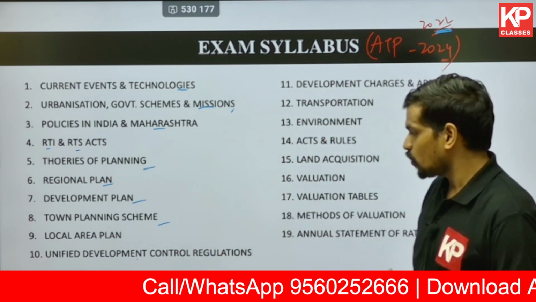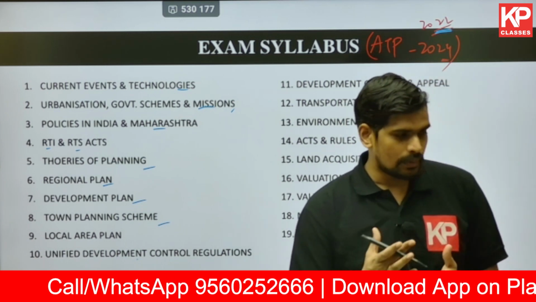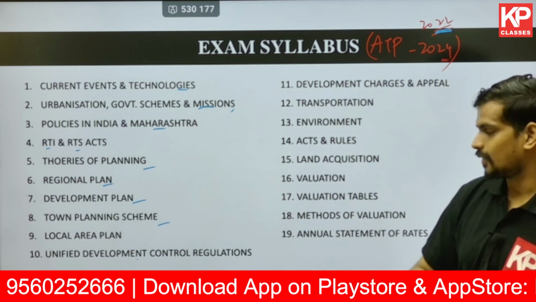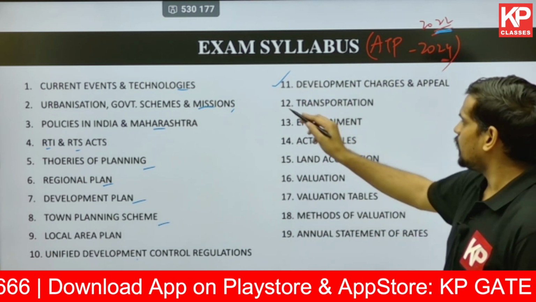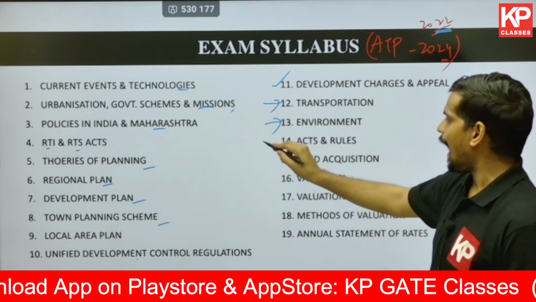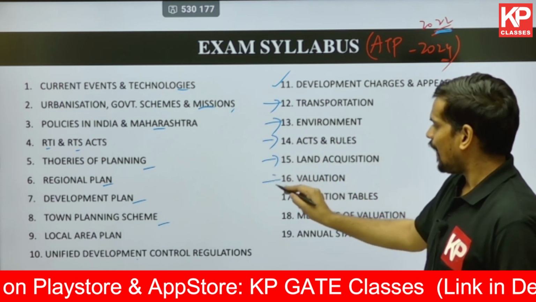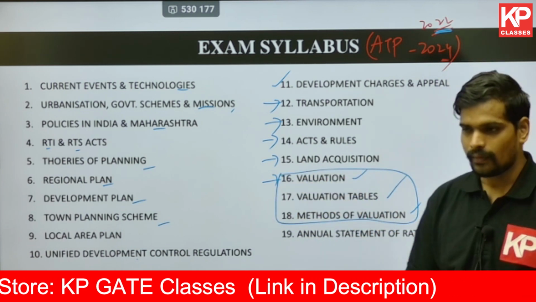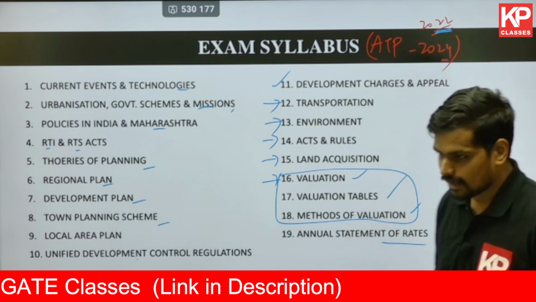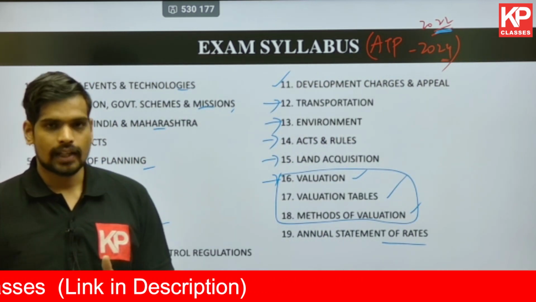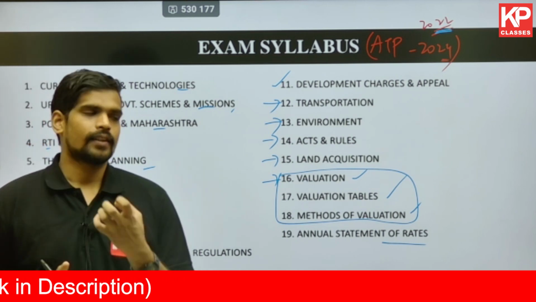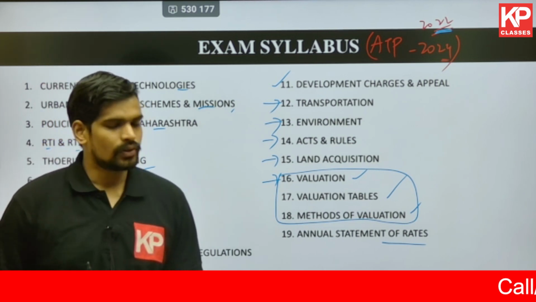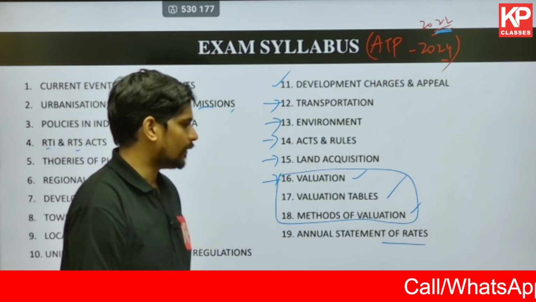You also have unified development control regulations, including the development guidelines, particularly like FAR, setbacks, those details, development charges and appeal, transportation, basics of environment, acts and rules, land acquisition, valuation. Particularly from valuation, there are 3 topics: valuation, valuation tables and methods of valuation. And then you also have annual statement of rates. These are the topics given in the syllabus in the past examination. Similar syllabus is expected this year. Kickstart your preparation as per this. If there's any update or change in the syllabus, we'll put out the information as soon as possible on this YouTube channel, so that you'll be updated accordingly.